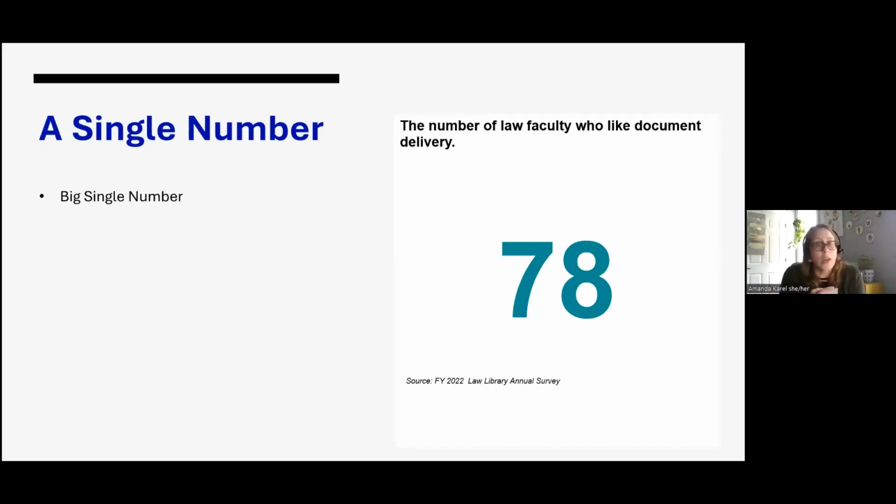So when you want your audience to know and remember a number, you can use a big single number. This can also be a big single percent. The caveat with this type of data visualization is you can really only use this approach once in a document because it loses its impact. But don't shy away from just putting a really big number as an attention getter, especially when you wrap it with a title for your chart that actually reads more like a headline. It tells you what you're looking at without describing what you're looking at. This is the number of law faculty who like document delivery.